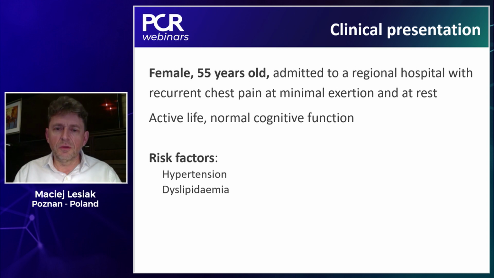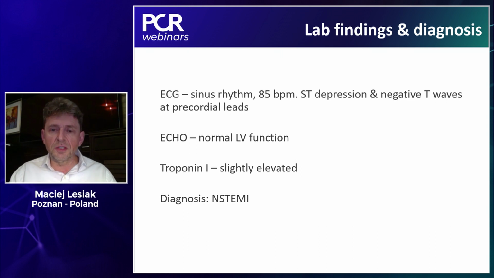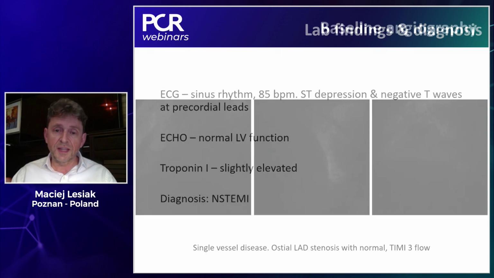Thank you, Goran. So let me show my case. This is a 55-year-old female admitted to a regional hospital with recurrent chest pain at minimal exertion and sometimes at rest. Active lady, not very old, with normal cognitive function. As for the risk factors, hypertension and dyslipidemia. On the ECG, a sinus rhythm, 85 beats per minute, and ST depression with some negative T waves at precordial leads could have been observed. On echo, normal LV function, troponin I slightly elevated. So the doctors put diagnosis of non-ST elevation MI, and the patient was sent directly to the cath lab.